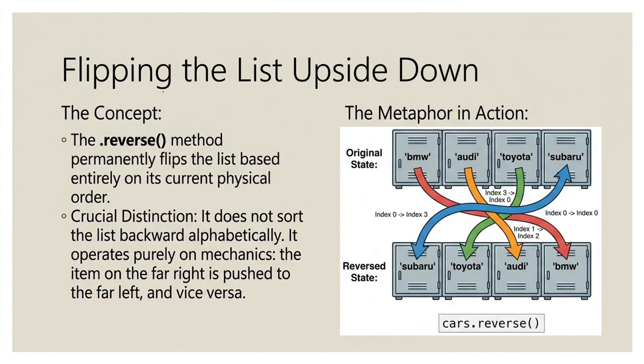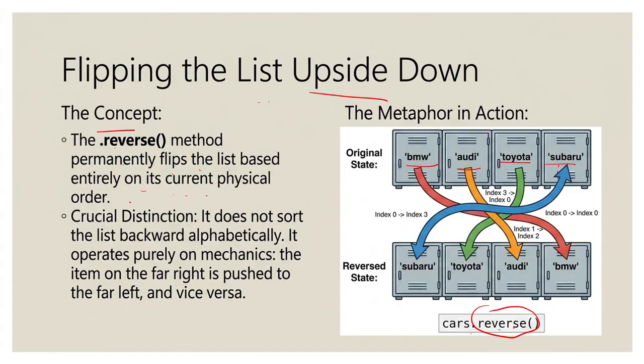So next is reverse, flipping the list upside down. What is reverse? The reverse method permanently flips the list based entirely on its current order. So it permanently flips your list. If in your list you have BMW, Audi, Toyota, Subaru, when you call cars.reverse, it's a method, so that's why you have to access it with the dot.